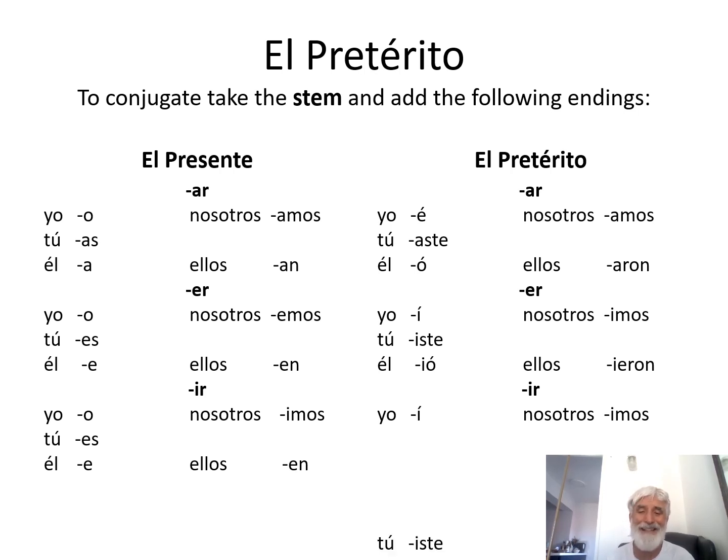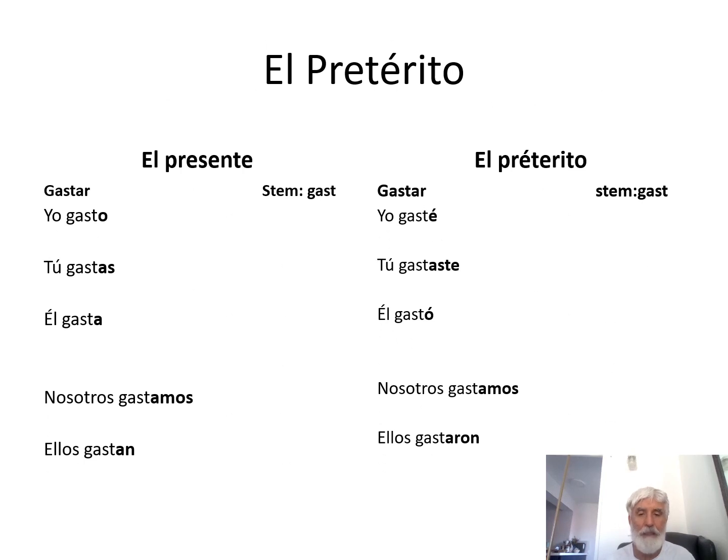What about tú? What do I add on for an IR verb? I add on iste, just like I did for the tú of an ER verb. And finally, what about the él, ella, usted form? I add on an io. There it is, an i-o with an accent mark. So notice that the endings for the ER and IR verbs are exactly the same in the preterite tense for the yo, tú, and él form. And then finally, we have the ellos form. What is the ending? Again, it's blocked out here. It's going to be ieron, and it's exactly the same as for the ER verbs.